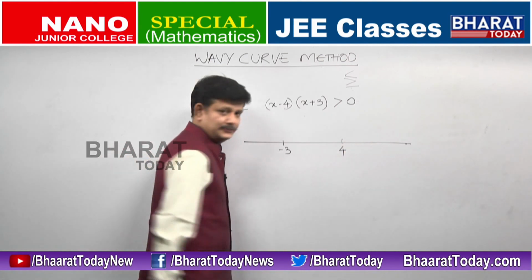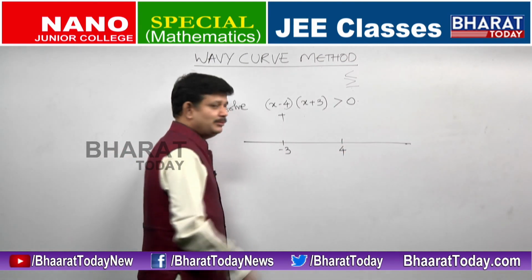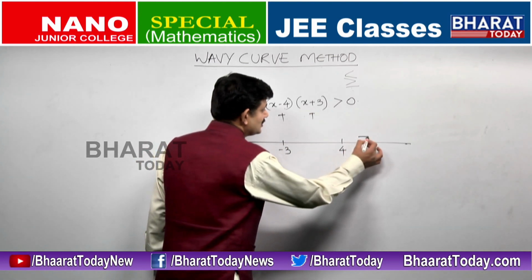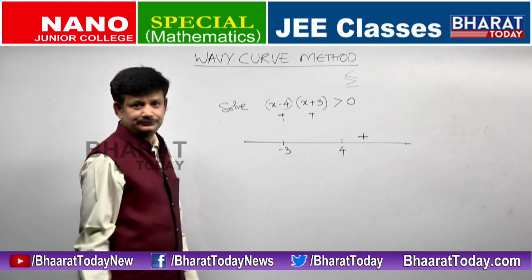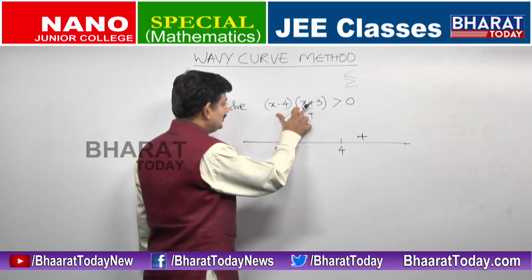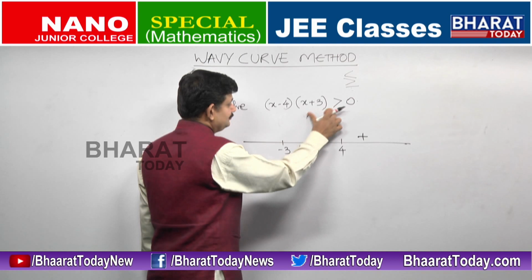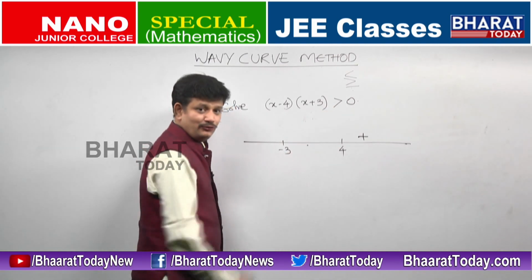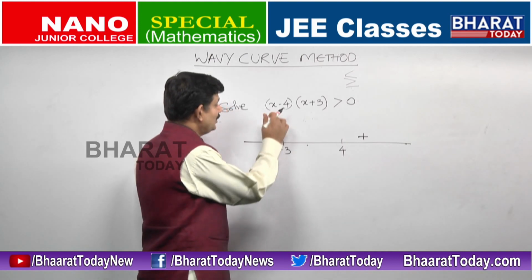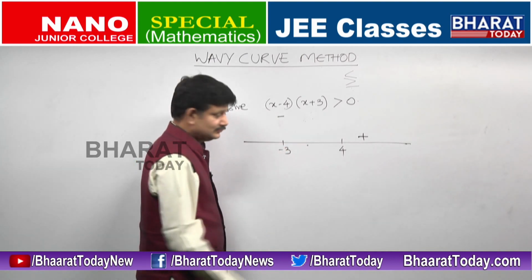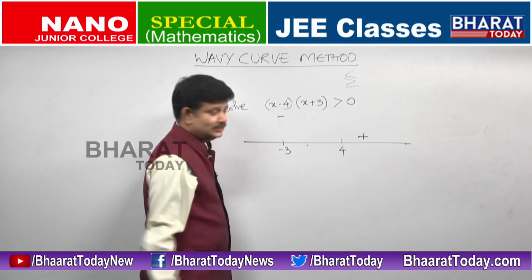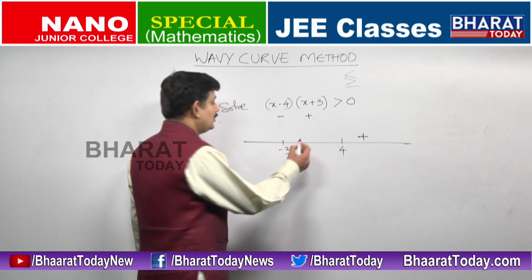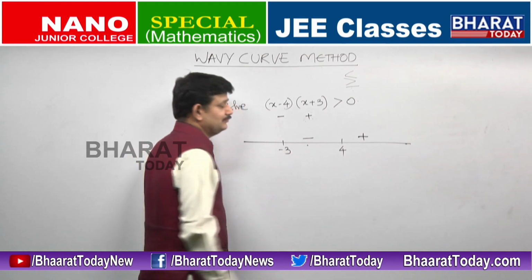If x is greater than 4, x minus 4 will be positive, x plus 3 is also positive. So effectively this expression will be positive. If x is between minus 3 and 4, somewhere here, that means x is less than 4. When x is less than 4, x minus 4 will be negative. x is greater than minus 3, so x plus 3 is positive. One number is positive, other number is negative, so our product will entirely be negative.